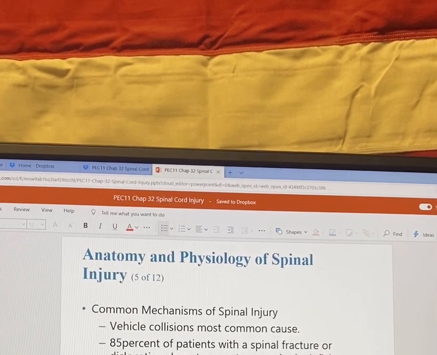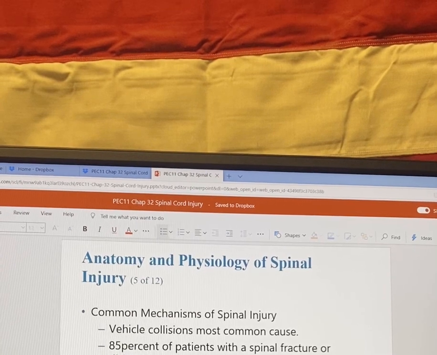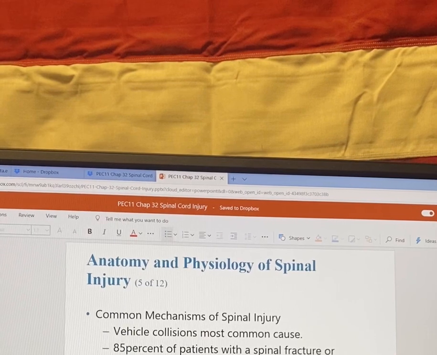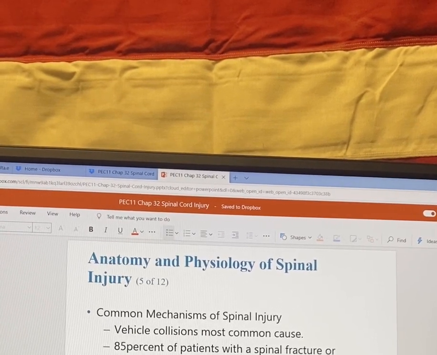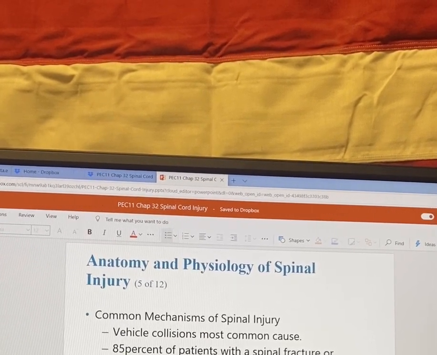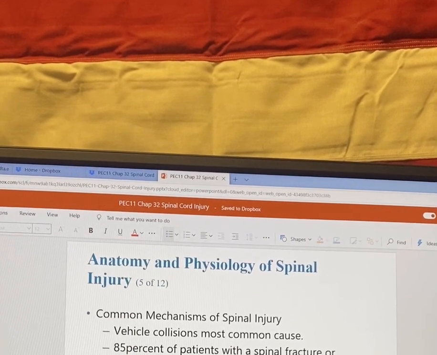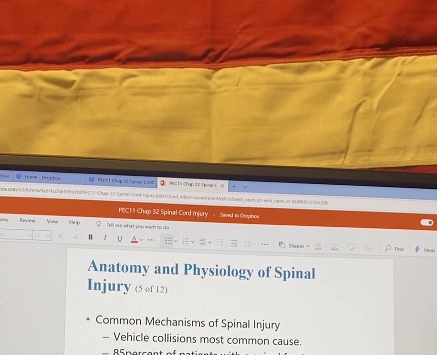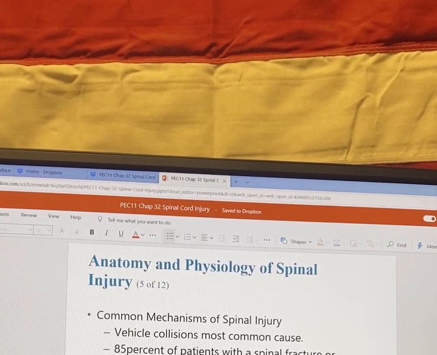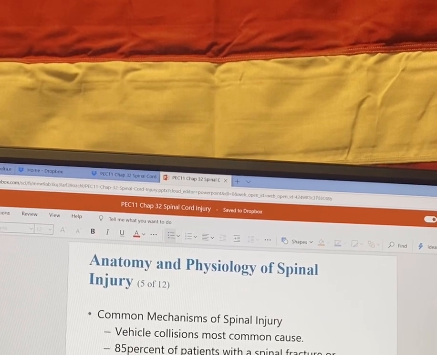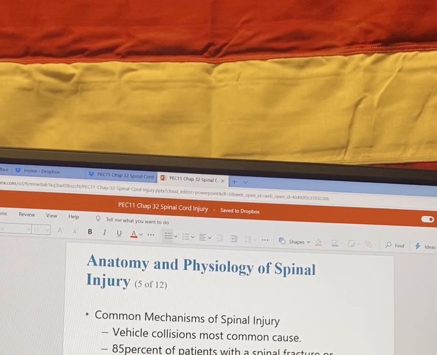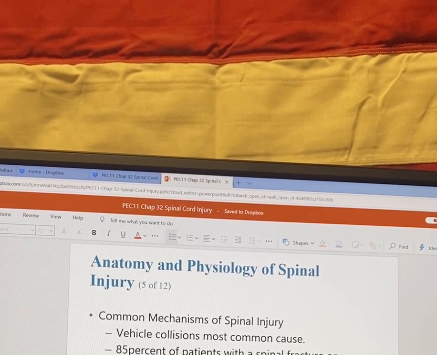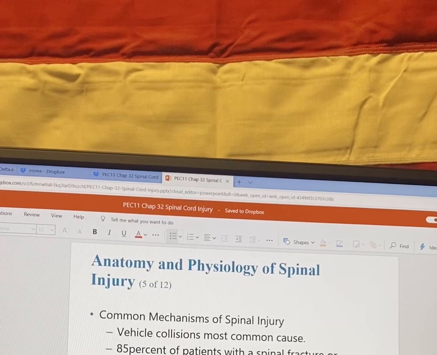Okay, you can have compression. This is when the weight of the body is driven against the head. It's most common in falls, diving accidents, MVCs, and other accidents in which a person impacts an object head first. Flexion. There is severe forward movement of the head in which the chin meets the chest or the torso is extremely curled forward. Extension. This is a severe backward movement of the head in which the neck is stretched or the torso is severely arched backward.